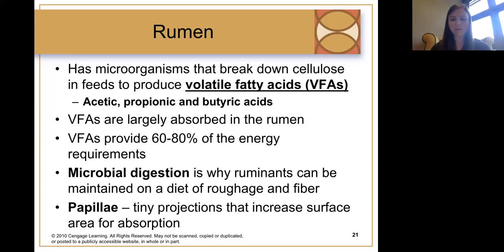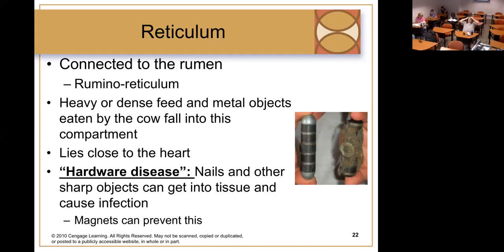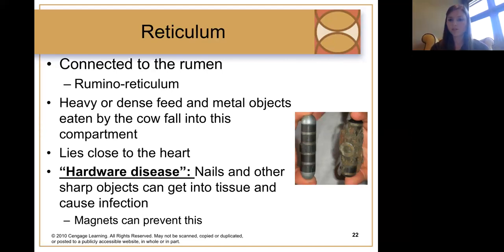I'm trying to think back to my intro class and all the things that we talked about and add that to slides. So the reticulum is actually connected to the rumen, and so it can kind of be called the rumen reticulum in a way. There's a little flap between the rumen and the reticulum, so food can bounce back and forth between those two. It typically enters the rumen first, and some of it may drop into the reticulum. When food comes in, the heavy or dense feed will fall down into this compartment, and some of the other feed will go into the rumen.